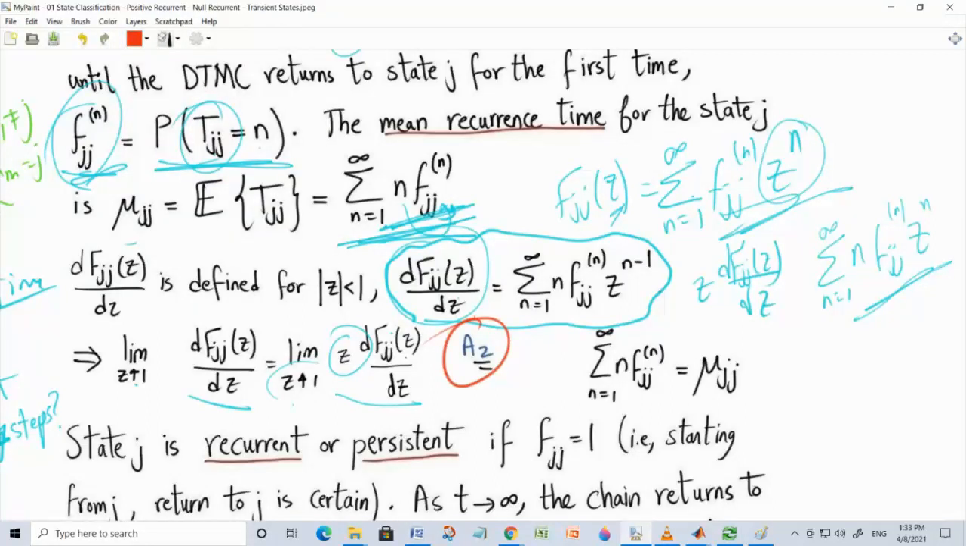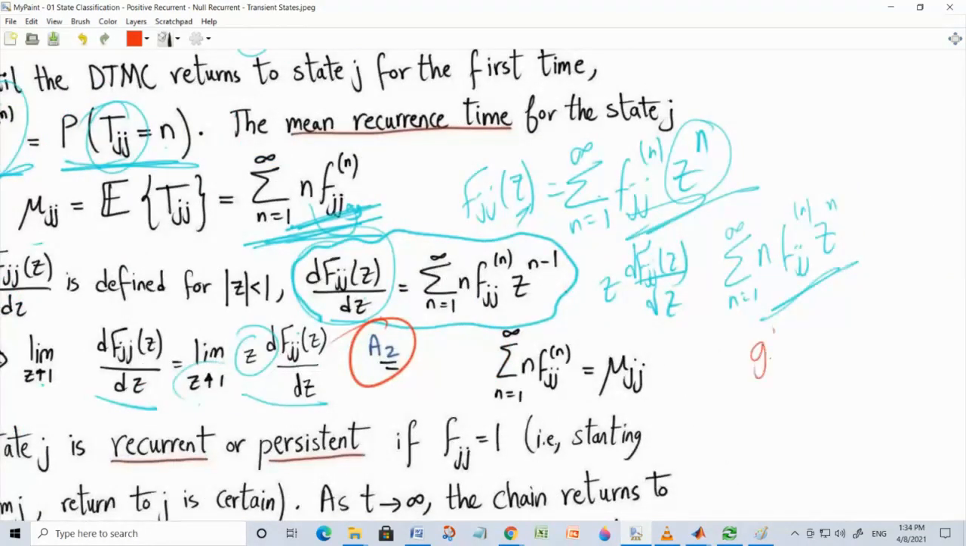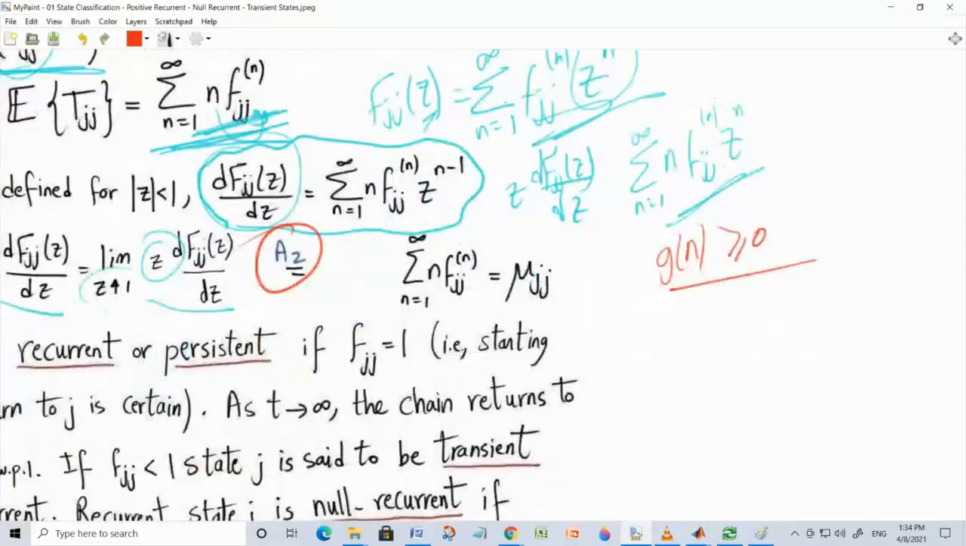This was the last thing in the previous lecture, which tells you that if you're talking about the probability generating function of a sequence, and this sequence is non-negative, remember, if you have a sequence g of n, and g of n is greater than or equal to 0, then here our sequence is n fjj of n. It's a non-negative sequence, since fjj is a probability and n is a natural number. So if you have a non-negative sequence, then you can basically study things in the z domain.